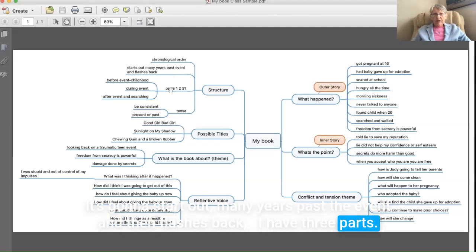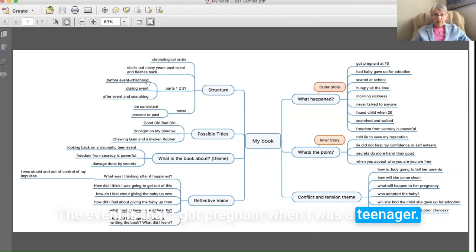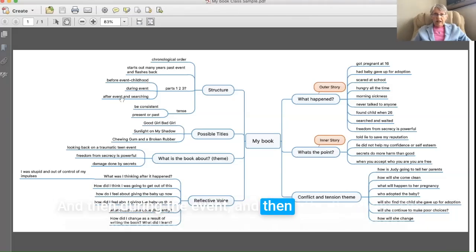I have three parts. Are you going to have different parts? Like part one is going to be before the event. The event is that I got pregnant when I was a teenager. That's my childhood. And then during the event, and then after the event, I'm searching for my child that was adopted. Then tense, what tense do you want to use? Sometimes present tense makes it feel more vivacious and alive. I ended up using past tense, but you want to be consistent. It doesn't all have to be one tense, but if in a section you're using past tense, you want to be consistent with that and keep it past tense.